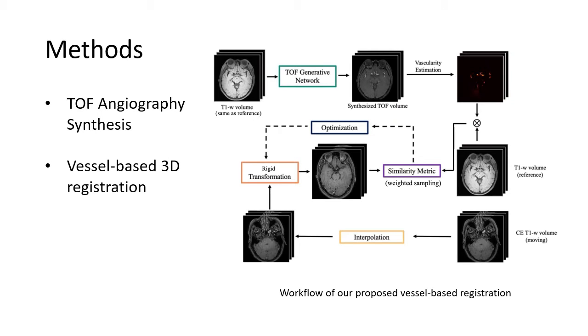Therefore, as shown in this figure, we first estimated a probability distribution of vessels of the reference T1 weighted images by generating TOF using the GAN network. After that, different weights are assigned to vessel and non-vessel areas to measure similarity between the referenced image, that is the T1 weighted image, and the moving images. The registration will be finalized once the optimization algorithm is converged.